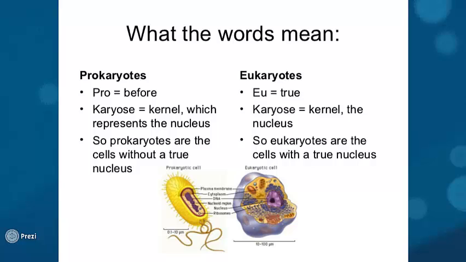Difference between prokaryotes and eukaryotes. What do the words mean? In prokaryotes, the prefix pro means before and karyon means kernel, which represents the nucleus. So prokaryotes are cells without a true nucleus. In eukaryote, eu means true and karyon means kernel, the nucleus. So eukaryotes are cells with a true nucleus. Okay, one difference is this nucleus: eukaryotes have a true nucleus and prokaryotes have no true nucleus.